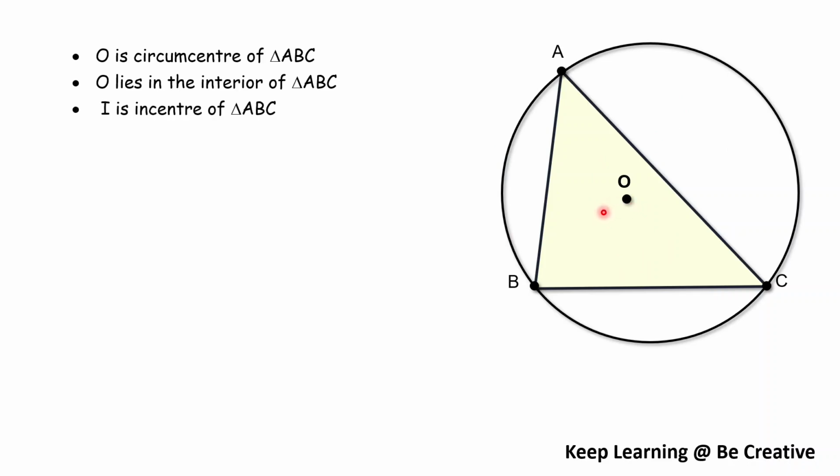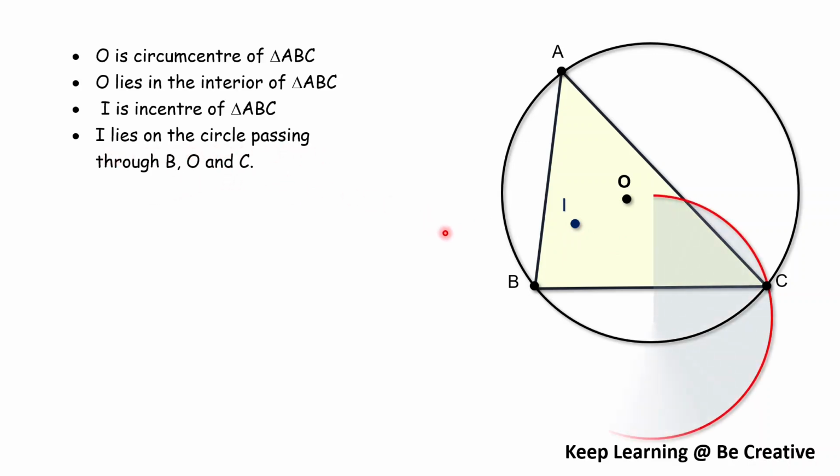Now, I is the incenter of the triangle ABC. What is incenter? It is the intersection point of the angle bisectors. So here, if we consider I as the incenter, the property given to us regarding this question is that I lies on the circle passing through O, B and C. So let us draw the circle passing through O, B and C. This is the red circle which is passing through O, B and C, and the incenter lies on it. We need to find the angle BAC. Angle BAC is the required angle which we need to find.